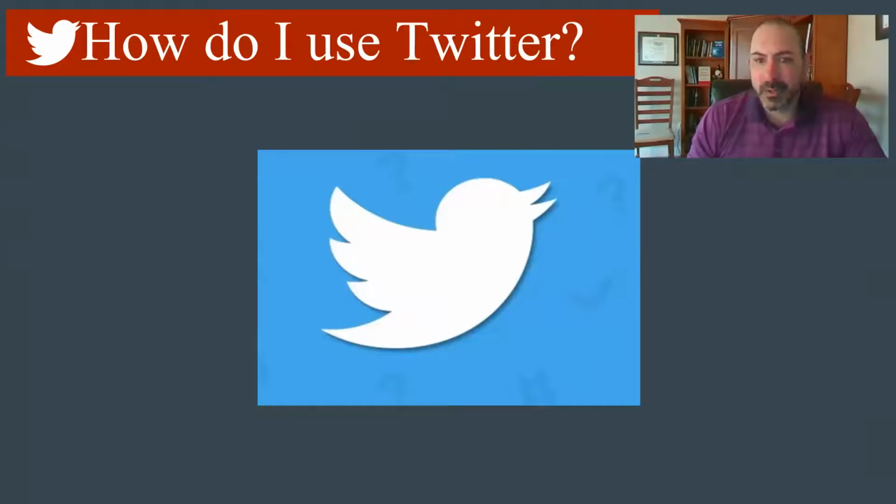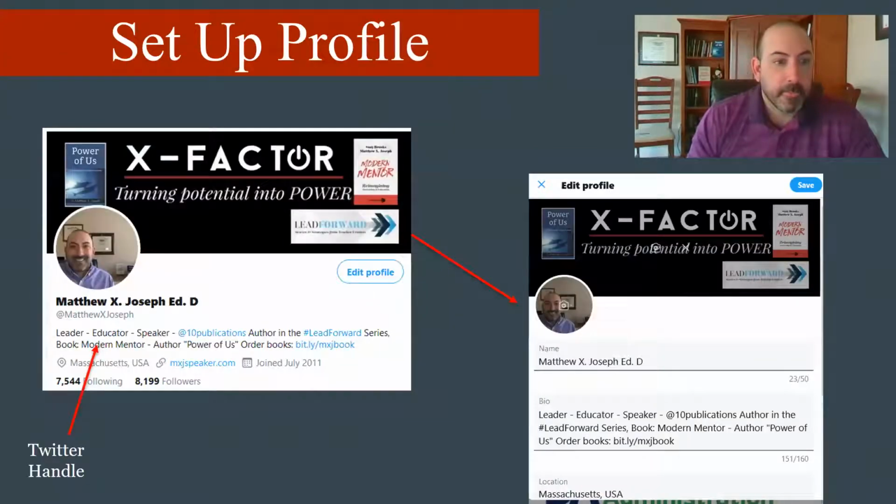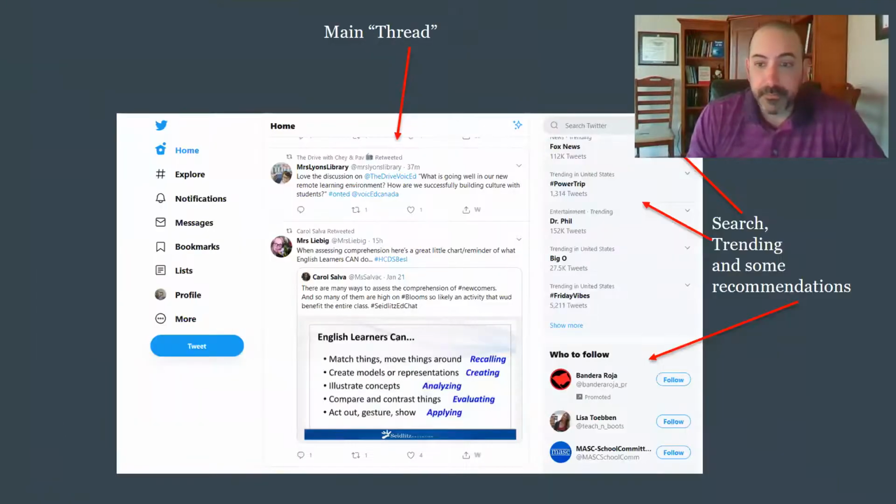So how do we use Twitter? I'm going to go through some basics. One, you set up your profile. You can add a picture, and you add different things that you want people to know. In mine, I have things that I do, where I'm an author, and a link to my website. You can add whatever you want, and you can change it whenever you want. So when you hit edit profile, it goes to the right. It shows you can edit your profile.